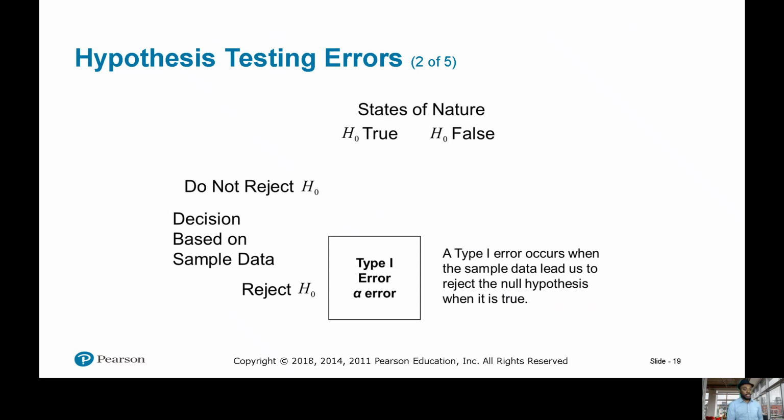So a type 1 error basically is erroneously rejecting the null hypothesis. Thinking you found something out of the ordinary when in fact you have not. So that's a type 1 error.